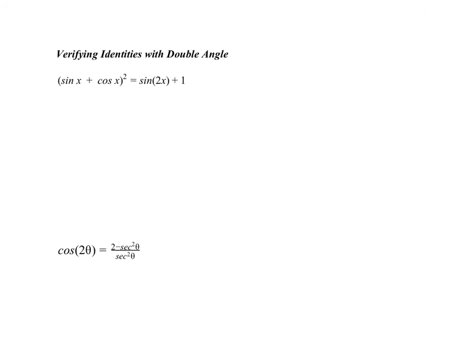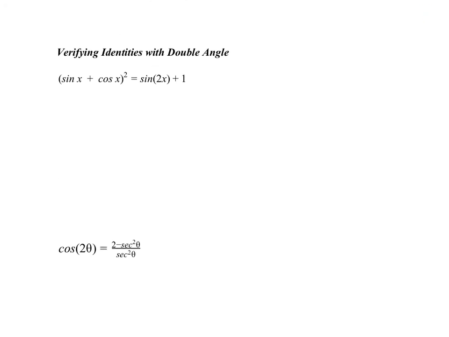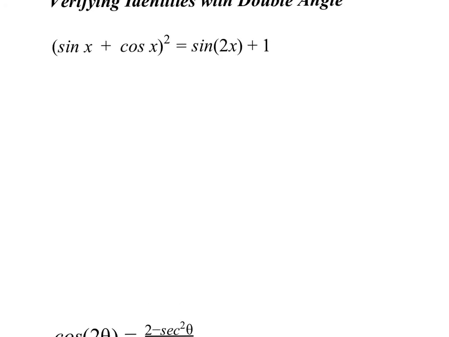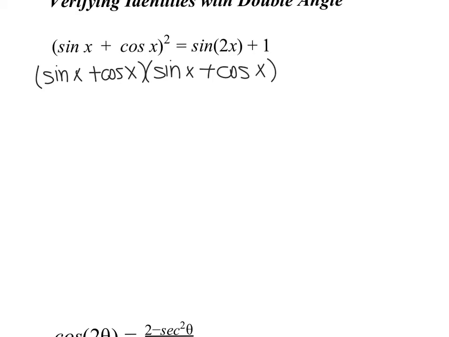So let's go ahead and verify identities using our double angle identities. So we want to verify that sine of x plus cosine of x squared equals sine of 2x plus 1. So what we're going to do is expand that left side and simplify it to the right. So when I expand sine of x plus cosine of x squared, it's sine of x plus cosine of x times sine of x plus cosine of x. Remember, we cannot distribute that squared into the parentheses because of our addition sign.